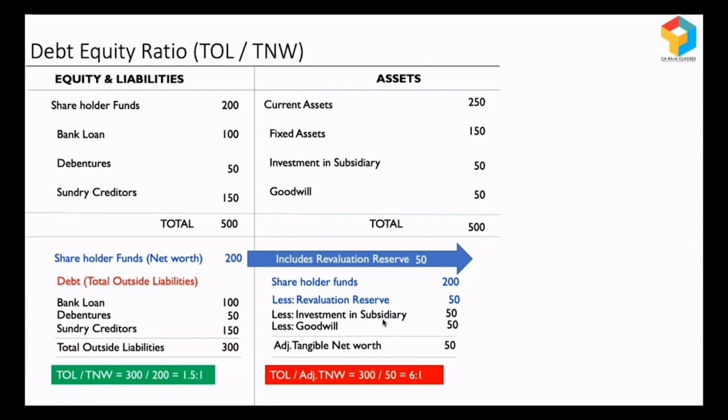So most of the banks have this ratio as well. They not only look at TOL by TNW, they also see what is behind this. What is the reality, what is the exact face of this business, and that gets communicated through TOL by adjusted TNW.